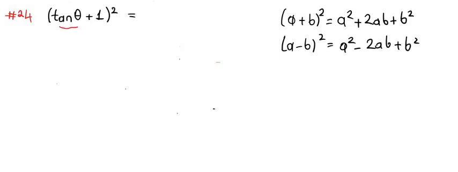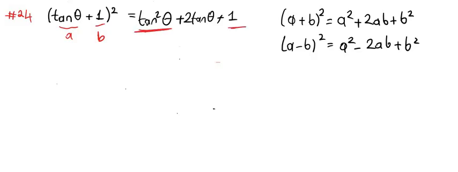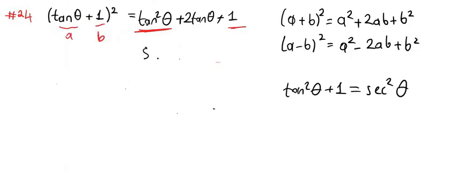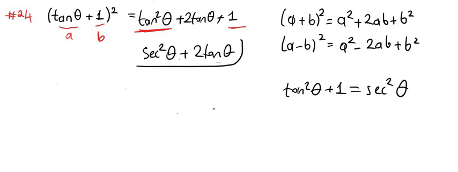So here our a term is tangent, our b term is 1. So square of the first one is tangent squared theta, plus a times b, double it, so 2 times tangent theta times 1, and square the second term. 1 squared is 1. Now we can combine tangent squared theta plus 1. We know that tangent squared theta plus 1 is secant squared theta by the Pythagorean identity. So I can merge it as secant squared theta plus 2 tangent theta. This is all we can do for this problem. There is no more simplification.